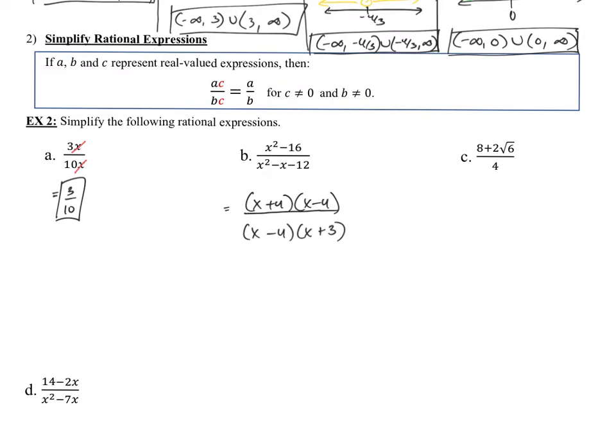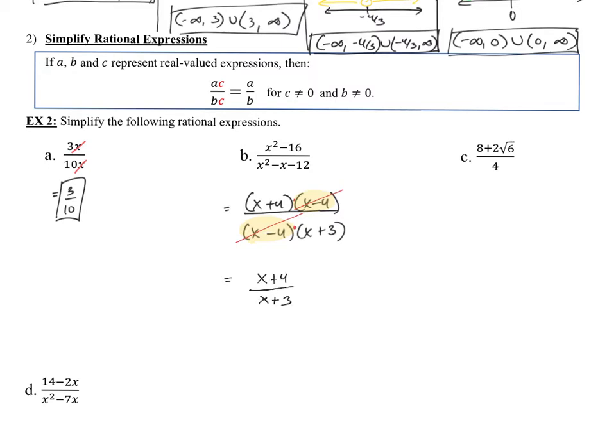Now let's take a look at these two. Do they have anything in common on the top and the bottom? Well, in the top there's an x minus 4, and in the bottom there's an x minus 4. So we can cancel them out. Notice, though, we could only cancel them after we turned it into a multiplication problem. We couldn't cancel when there's still subtraction going on. Be very, very careful about that. Okay, so we can cancel that. And we're left with x plus 4 times x plus 3.